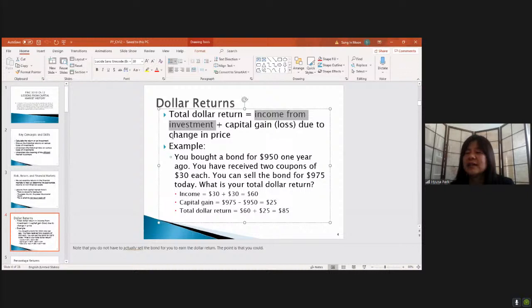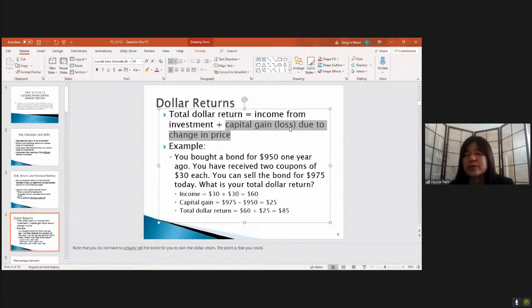So in addition to dividends or coupons, bond prices and stock prices change. If the price is higher when you sell compared to when you purchased, you have capital gains. But if you're unlucky and the sale price is lower than the purchase price, you have a capital loss. So let's start with a simple example.